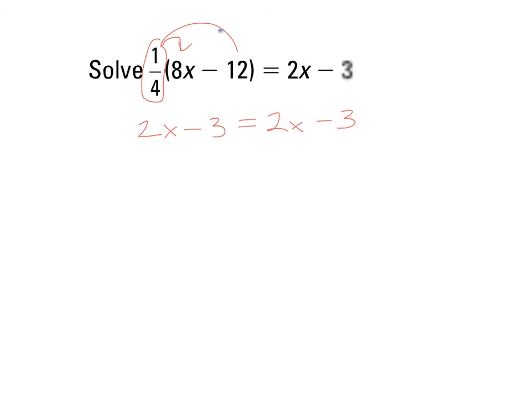Now you may be able to tell right here that this is going to be an infinite solution, but if you minus the 2x from both sides, you see we lose our variable, and that means it's not going to be one solution. It's either going to be no solution or infinite. And we get negative 3 is equal to negative 3, a true statement that's going to be infinitely many solutions.